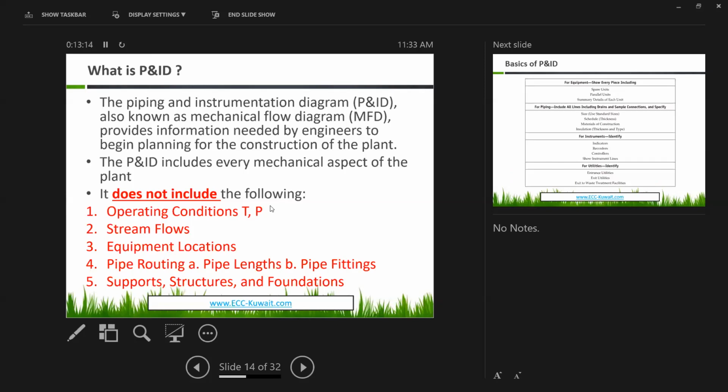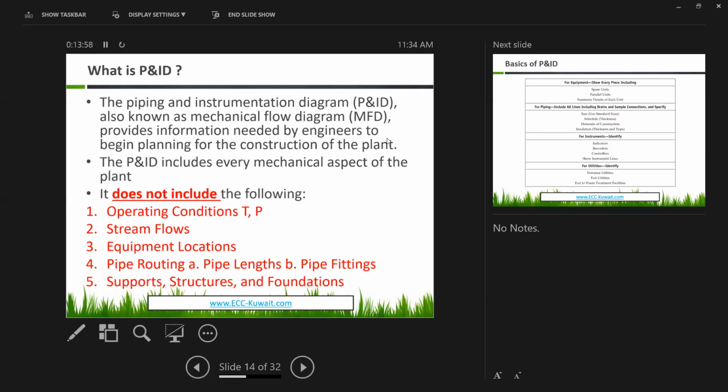Okay, what is the piping and instrumentation diagram? Here we want to define the piping and instrumentation diagram. The piping and instrumentation diagram, P and ID, in some references may be called mechanical flow diagram, MFD. The most common is P and ID. In some plants or countries this diagram is called LED, line engineering diagram. This diagram provides information needed by engineers to begin planning for the construction of the plant.